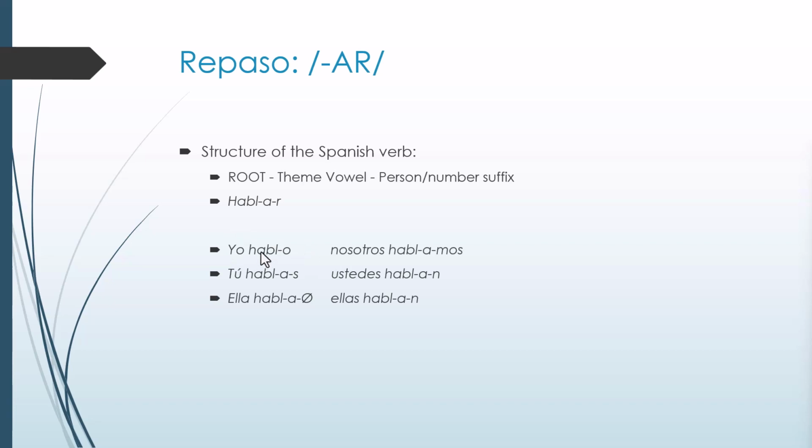Anyway, yo hablo, tú hablas, ella, él habla, right? And we can see the a and here's our person number suffix. Nosotros hablamos, the mos, the n, and that s. Those are always going to show up. Present, future, past, those you can rely on, right? Ustedes hablan, ellas hablan. So for the ER, IR verbs, all we're going to do is replace that theme vowel, and we'll have more or less the same paradigm, right?